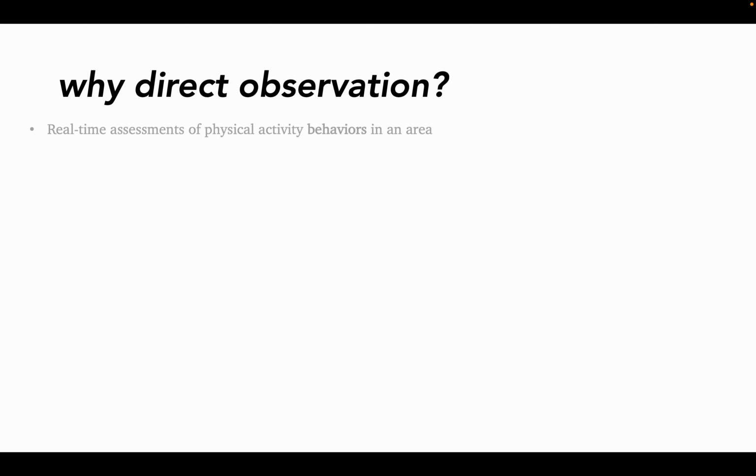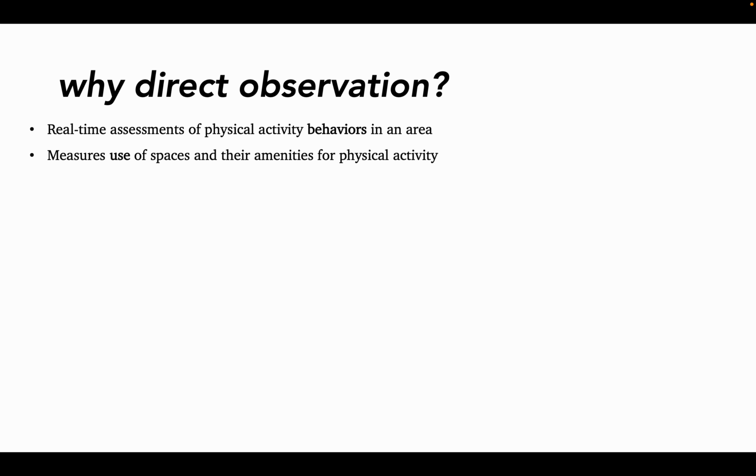Direct observation tools allow for real-time assessments of physical activity behaviors in a certain space or place. Unlike environmental audits, direct observation methods record the activity that goes on within a selected environment, which makes them very useful for understanding whether an environment is conducive to physical activity or other health behaviors.